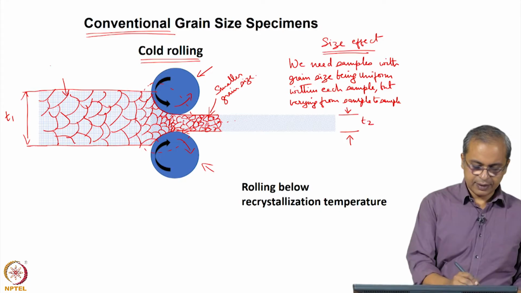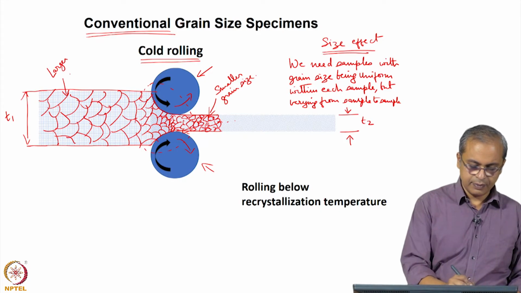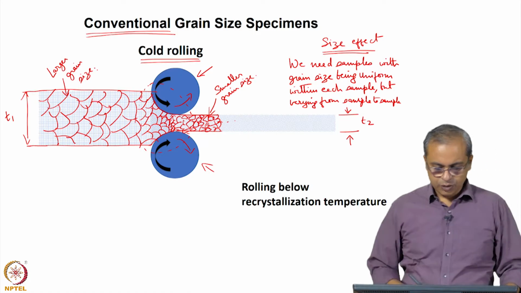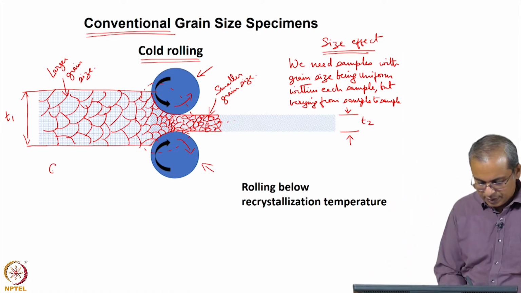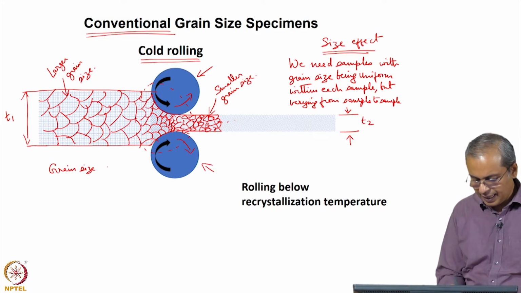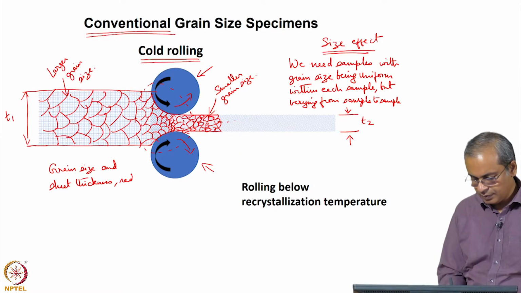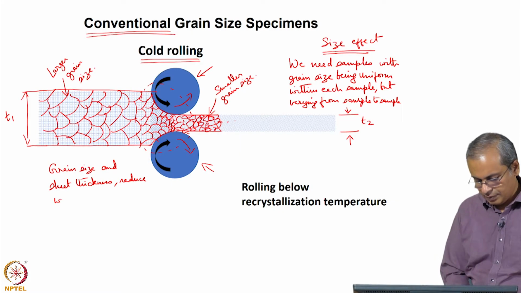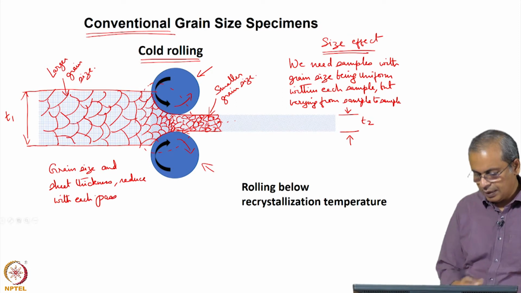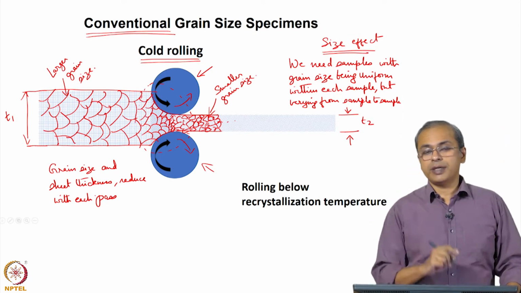This is larger grain size. So, grain size reduces with each pass. Grain size and sheet thickness both reduce with each pass.